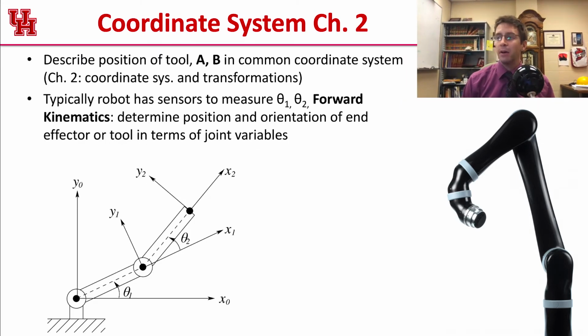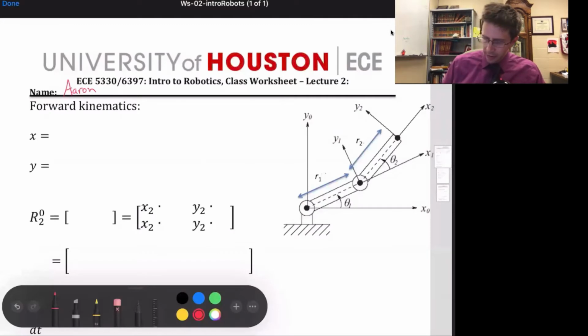We want to be able to talk about where our end effector is in a common coordinate system. For instance, usually we want to put a coordinate frame on the ground, the reference frame, that everything else is referenced to. Typically, our robots have sensors that can measure the different angles of each of our joints. And so forward kinematics figures out the position and orientation of that tool, the end effector, in terms of those joint variables. So in our problem, we want to know where this end effector is.